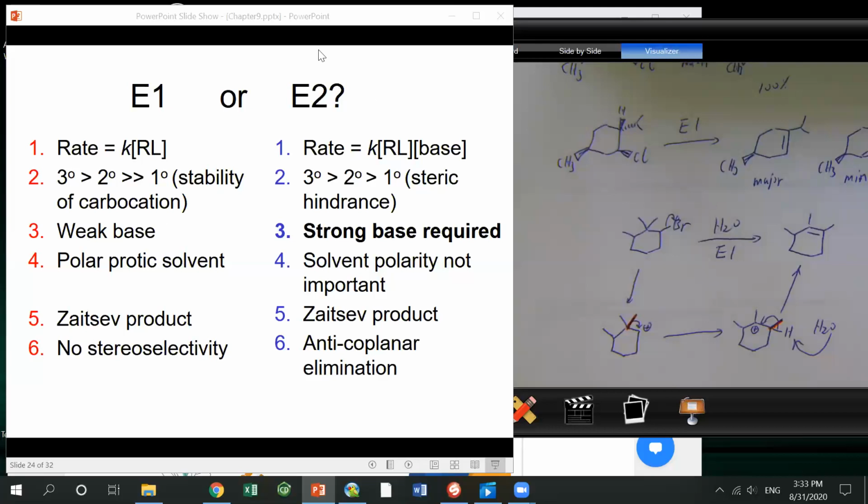An E2 reaction requires a strong base. If you want to do an E2 reaction, you have to use a strong base. That's something to keep in mind. All right, and then for the solvent, I also didn't mention that in class.